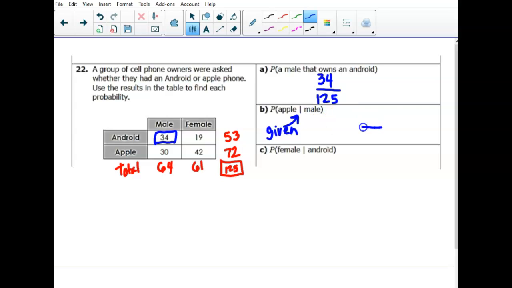So what is our bottom number? 64, because it's only the males. And then Apple was 30 out of 64. That reduces, but I'd rather for your notes especially that you just leave it. I don't care on the quiz, you can leave it or reduce it. Can anybody help me with the next one then? What does this mean again?